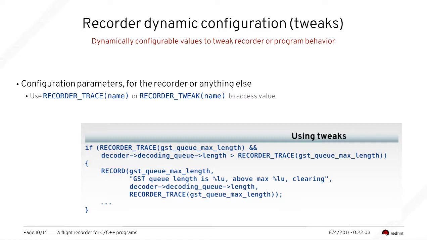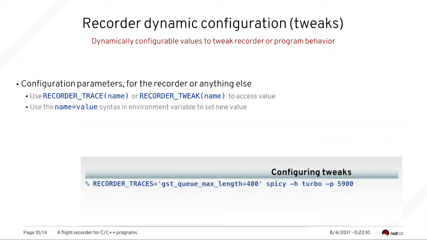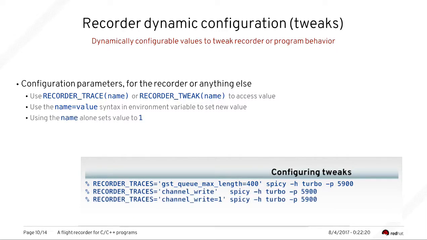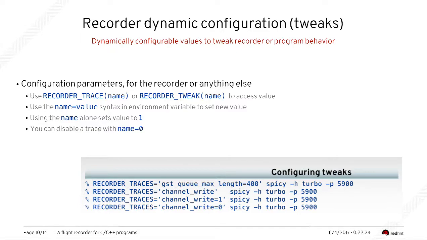You use the recorder trace or alternatively the recorder tweak macro to access the value that is set for recorder. You can use the name equals value syntax to set the new value. So in that case, JSTQ max length equals 400. If you use the name alone, it sets the value to 1. That means you can also disable a trace with name equals 0. For instance, you can disable an annoying warning that way.